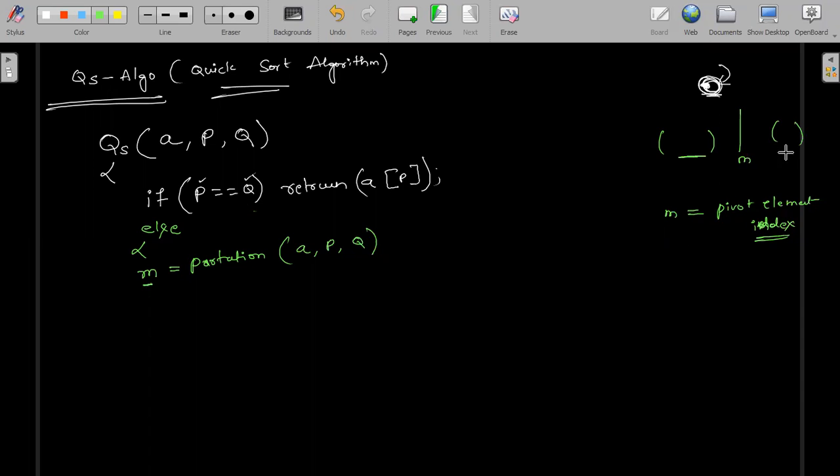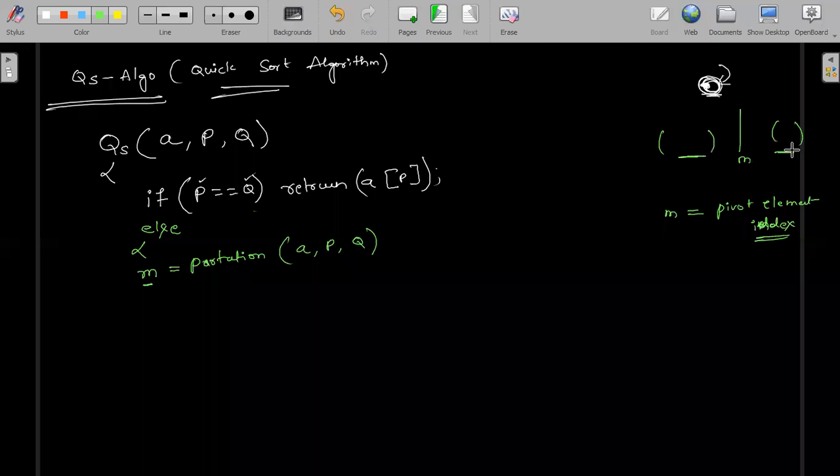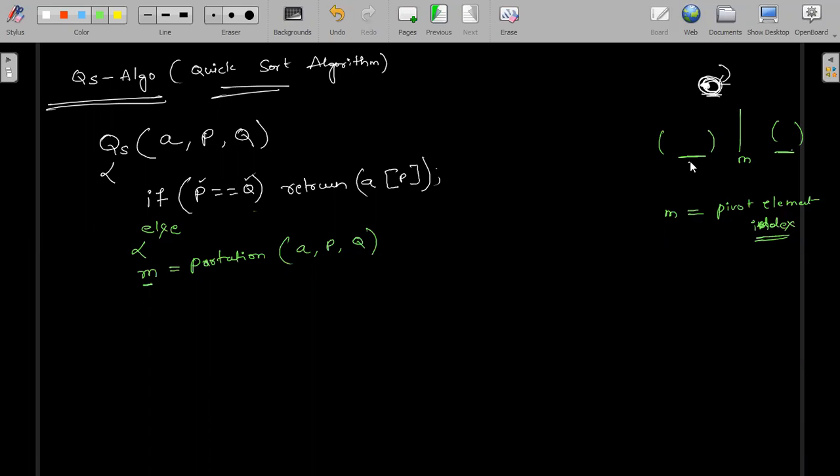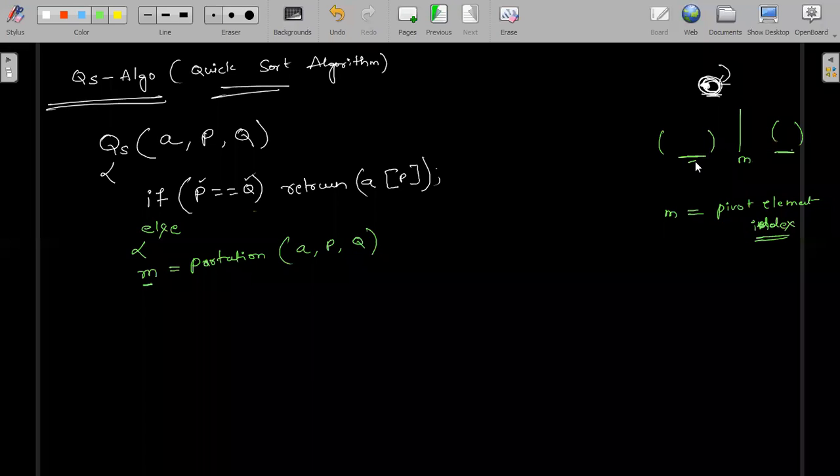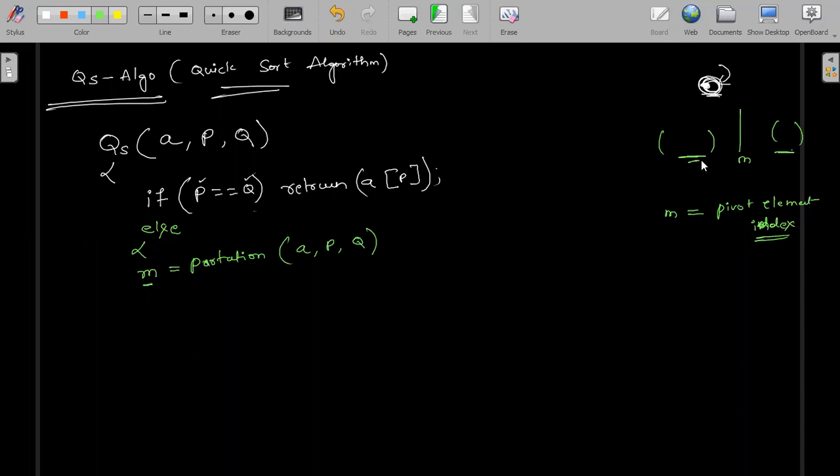This side is smaller, this is bigger. Again, I want to sort all these things, means left side as well as right side. Again, I have to apply the partition, again I have to apply the quick sort. Again I will get the middle element. Like that, we can sort each and everything. That is what exactly I am talking about here.